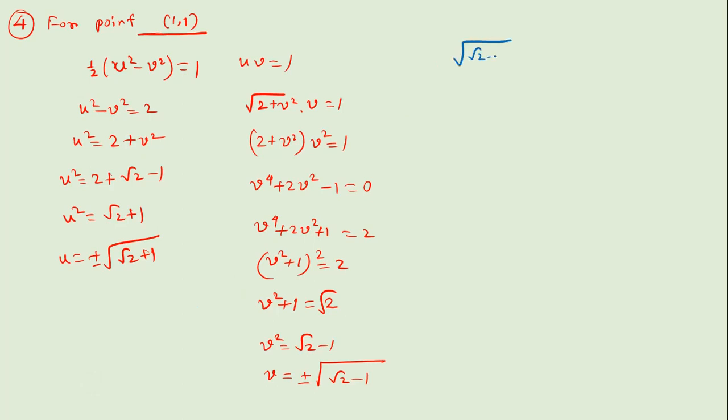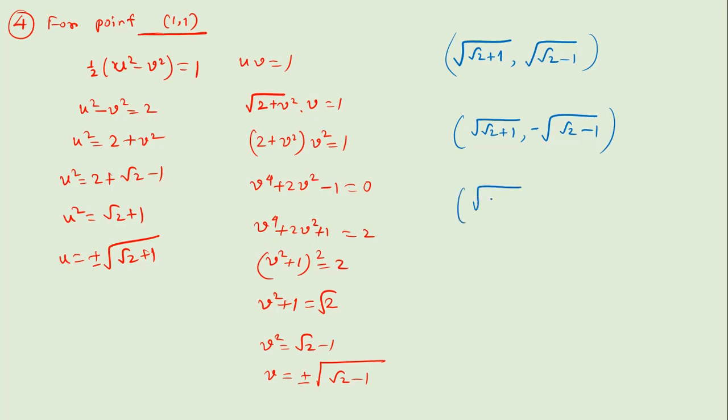The square root of (root 2 plus 1) and the square root of (root 2 minus 1), one point. Next point, the square root of (root 2 plus 1) and minus the square root of (root 2 minus 1). Next point, minus the square root of (root 2 plus 1) and plus the square root of (root 2 minus 1). Next point, minus the square root of (root 2 plus 1) and minus the square root of (root 2 minus 1).